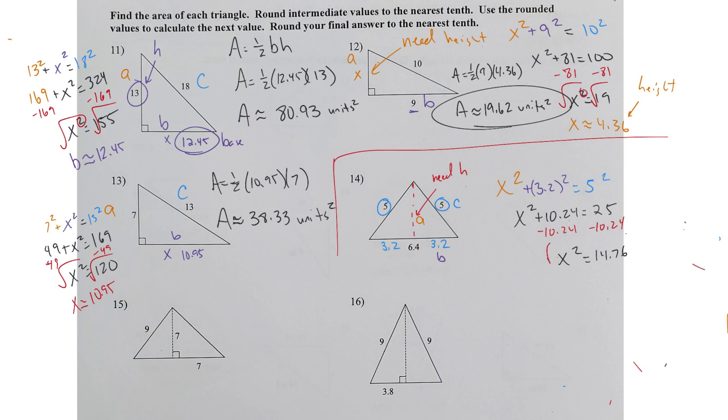And now I square root both sides. So I do square root of 14.76. So I'm going to get about 3.84. That's the height. So this is the base.